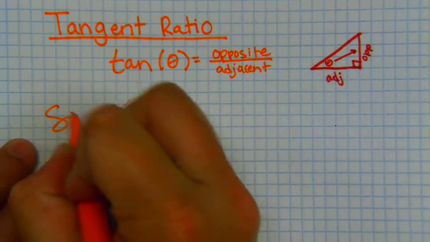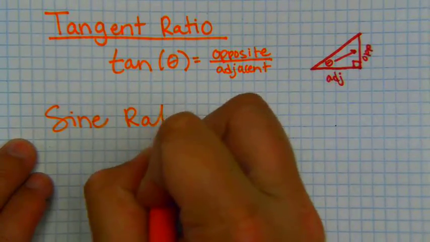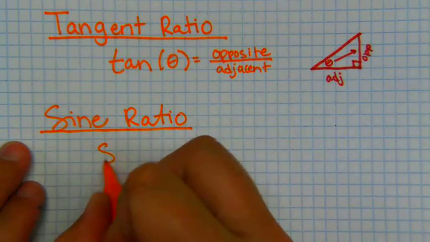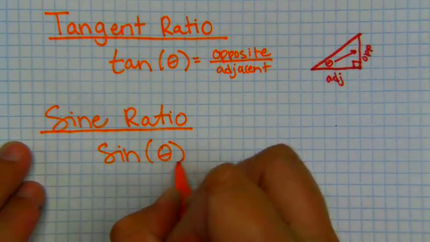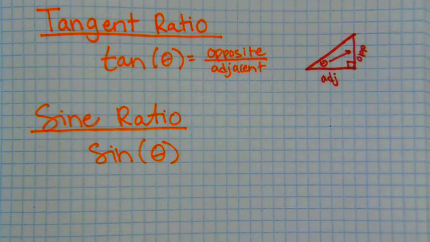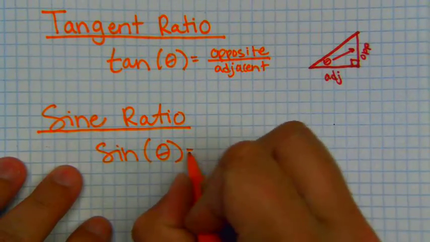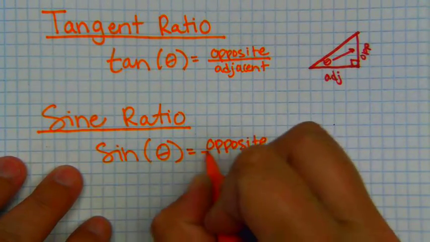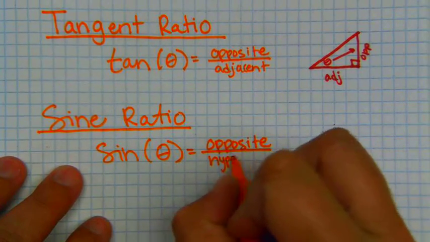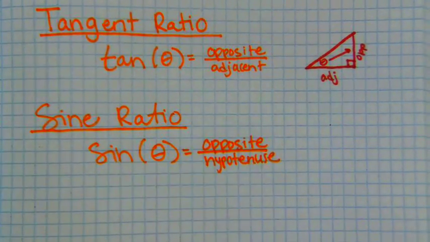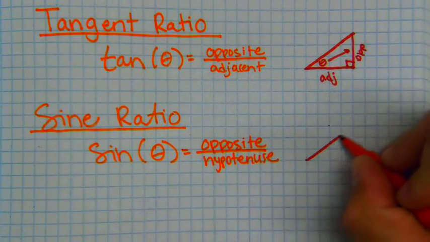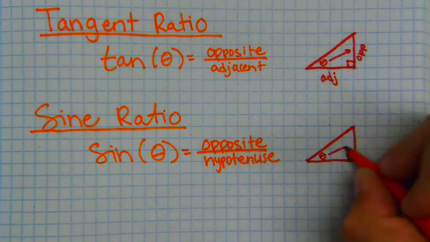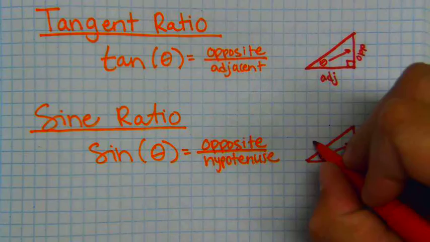Then we have the sine ratio, which we write as sin of theta. That does not say sin theta, that says sine theta. And that's going to be opposite over hypotenuse. So that's opposite, and then we have hypotenuse.